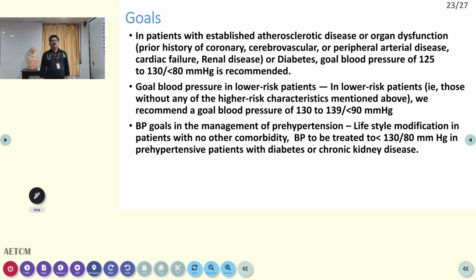Now, there are different goals in different conditions. You can read this. It depends on the condition: in diabetes there is a goal, in diabetic nephropathy there is a goal, in cardiac failure there is a goal. So, depending on the associated disease, the goals may change slightly, from 130 to 120, like that.